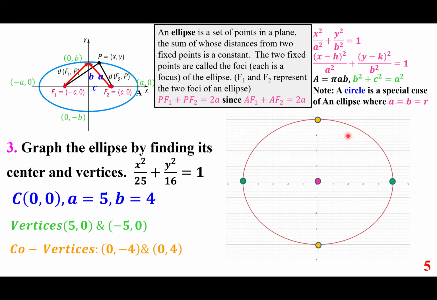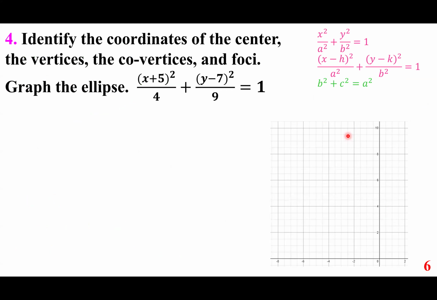We're going to move on. Identify the coordinates of the center, the vertices, co-vertices, and foci. Graph the ellipse: x plus 5 quantity squared over 4 plus y minus 7 quantity squared over 9 equals 1. All right, so we compare it to this, and quickly we recognize the center is located at minus 5, 7. A is the square root of 4, or 2. B is the square root of 9, or 3. Okay, comparing it to that.